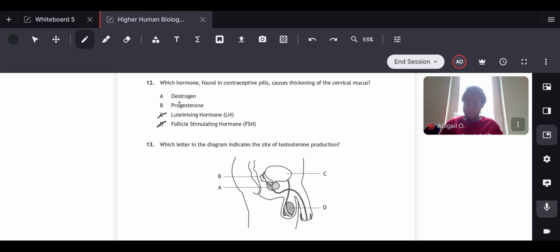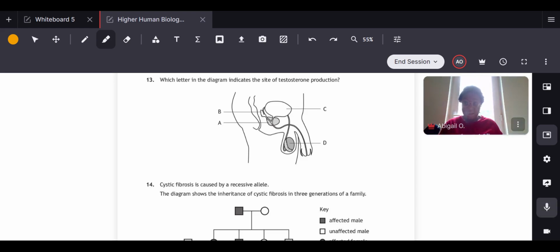So we're really between estrogen and progesterone. Now, thickening of the cervical mucus is something that progesterone is going to do. Estrogen is going to help thin out that cervical mucus and allow sperm to enter during that follicular phase. And progesterone, which is the dominant hormone in the luteal phase, is going to cause thickening of that cervical mucus. So the answer here is going to be progesterone.